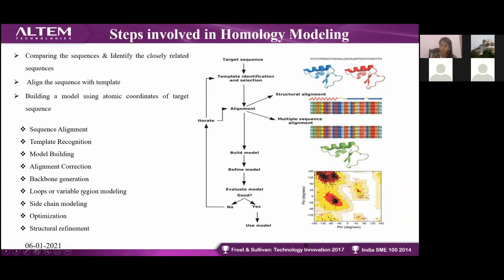And then loops or variable regions. In case you have modeled your protein structure and there are loops available, if you want to rectify the loop design, you can go through loops or variable region modeling in the same protocol. And then side chain modeling, in case the side chains are missing in the protein molecule, you can go for it. Then optimization, you can optimize your molecule, which is followed by structural refinement. Once you have predicted your structure, you can go for structural refinement.